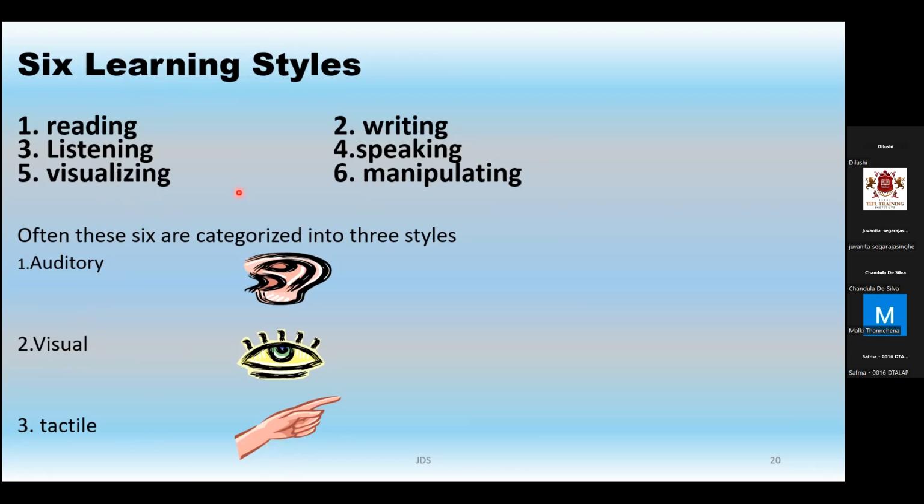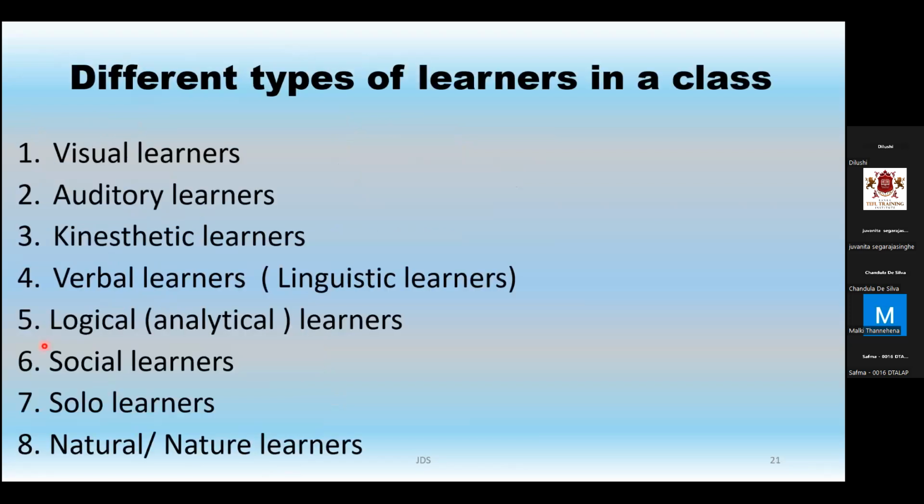So basically, these 6 categories are streamlined under auditory, visual, and tactile, right? So the 3 predominant learning styles are auditory, visual, and tactile.